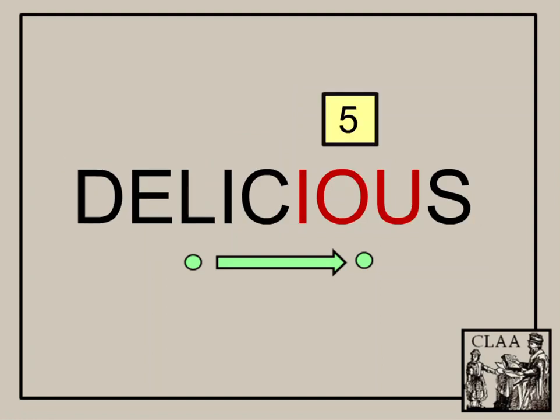In this word, we see three letters written together, and they will be read with just one sound. You can see the sound is marked by the number 5, which was the sound of the schwa in the word Jesus. These letters I, O, and U will be read with the sound of the schwa. Let's read this word together. Delicious, delicious, delicious.